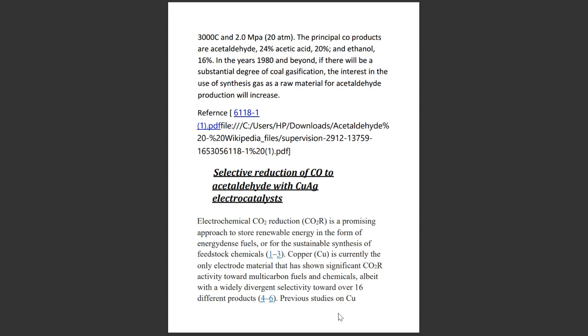And then we talk about selective reduction of carbon oxide to acetaldehyde with a copper-silver electrocatalyst. Electrochemical CO2 reduction is a promising approach to store renewable energy in the form of energy-dense fuels for sustainable synthesis of feedstock chemicals. Copper is currently the only electrode material that has shown significant CO2 reduction activity toward multi-carbon fuels and chemicals, albeit with a widely divergent selectivity toward some 16 different products.